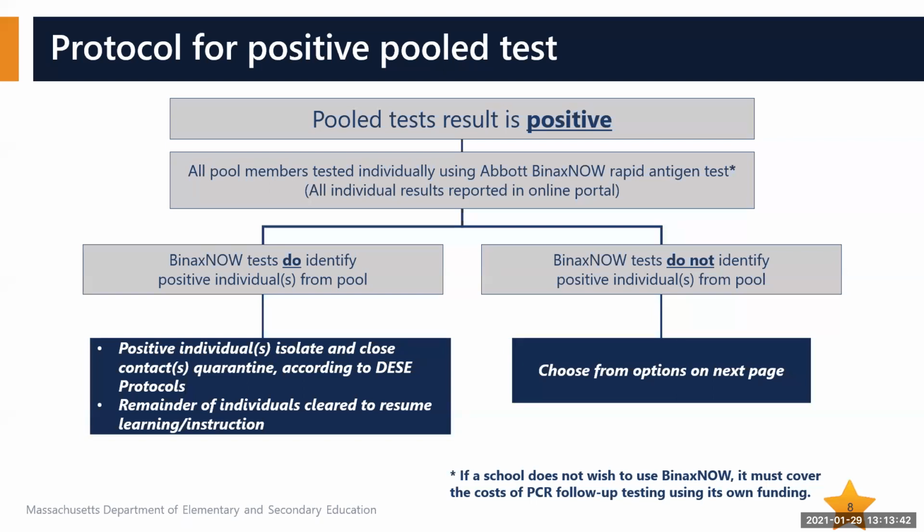If you run your Binax test, so you have a positive pool, you test everybody in the pool with the Binax, and you don't find anybody who's a positive on the individual test, then a couple of things happen. I want to talk about why that might happen. So there are a couple of reasons it could happen. The first, it could be that you just had a false positive on your pooled test. It's unlikely, but it's going to happen every now and then. Or I think more likely, it's possible that you caught someone just in the downswing of their infectiousness.